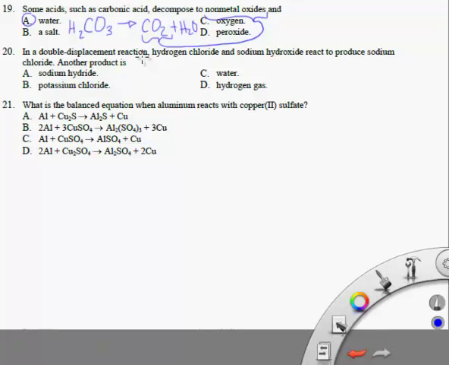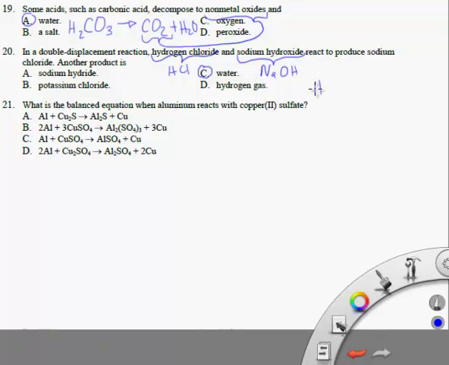In a double displacement reaction, hydrogen chloride and sodium hydroxide react to produce sodium chloride. Another product is, in this case, going to be water. This is an acid-base reaction, actually. Hydrogen chloride is HCl, and sodium hydroxide, this is your base, NaOH.